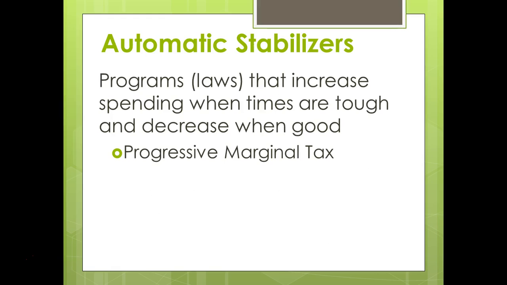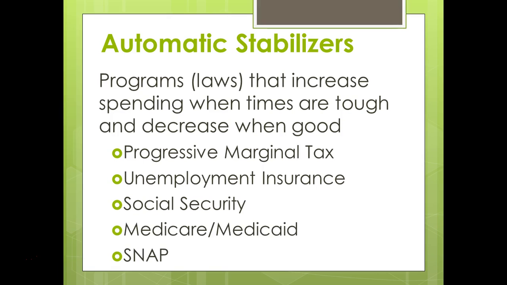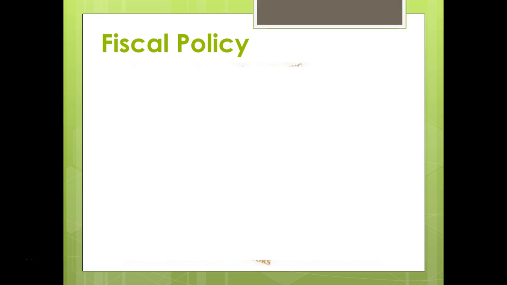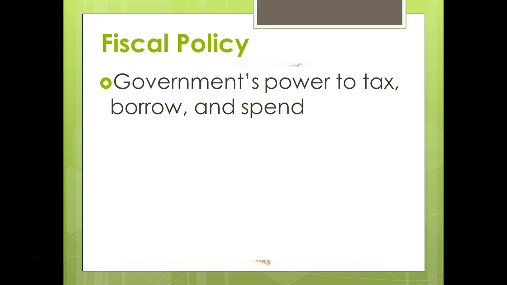Other programs that help automatically stabilize the economy: unemployment insurance. If you lose your job, you get some money so that you can keep spending in the economy. Social Security, Medicare, Medicaid, and SNAP all do the same thing. Fiscal policy. This is what Keynes thought the government should do. It's the government's power to tax, borrow, and spend.